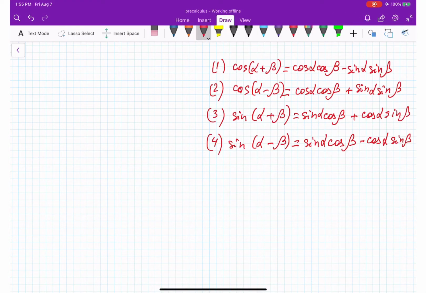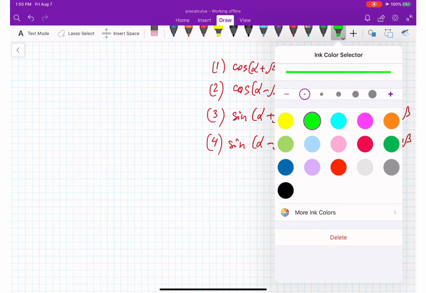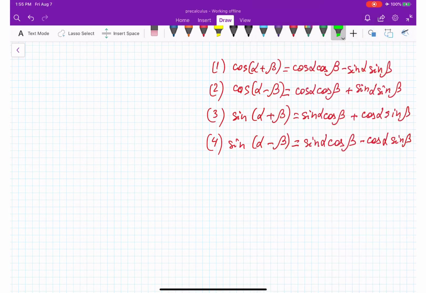We are going to practice problems using sum and difference formulas for cosine and sine. Look here, I wrote down formulas for sum and difference. When it comes to cosine, the first two formulas are the sum and then the difference of cosine.